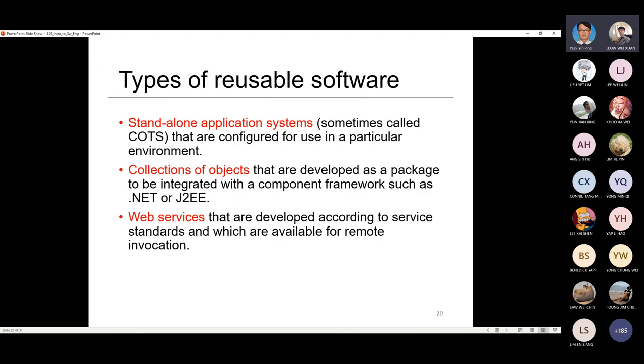So I'll give you the type of component we call reusable software. What is the component that we refer to? It's a standalone application system.